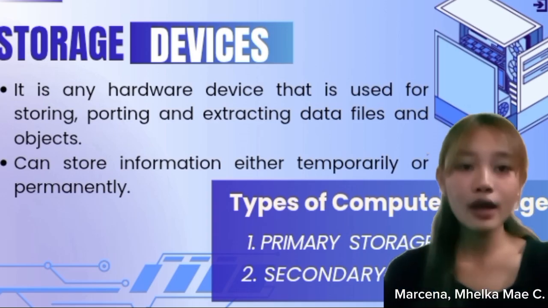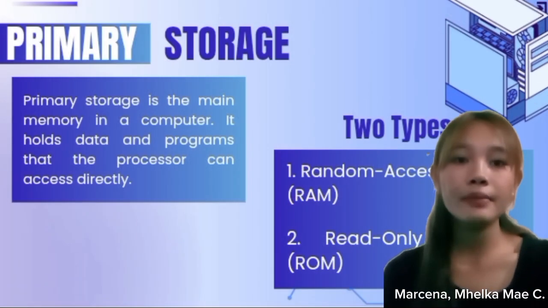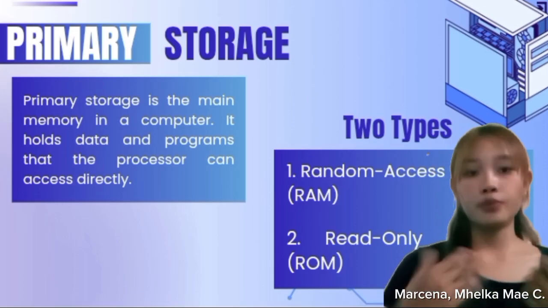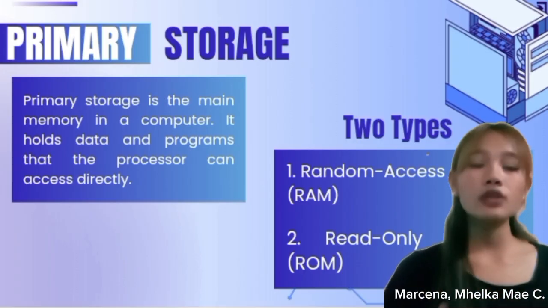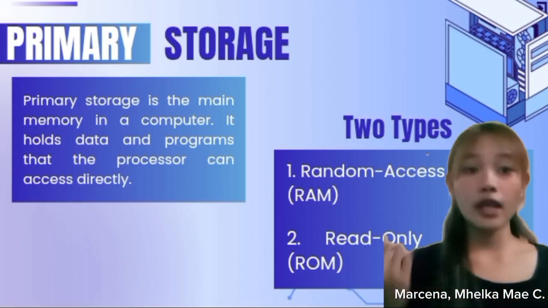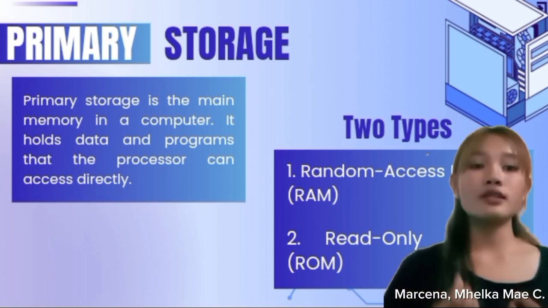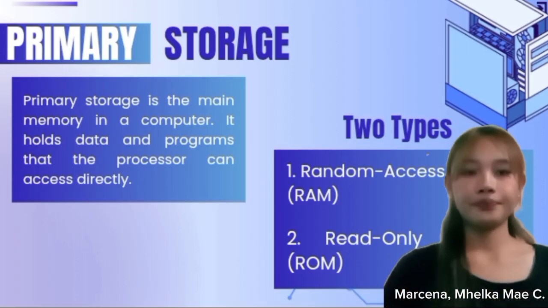So now let's take a look at primary storage. Primary storage is the main memory of a computer. It holds data and programs that the processor can access directly. This means that when we open an application or run a program, it gets stored in primary storage so that the processor can quickly retrieve and use it.